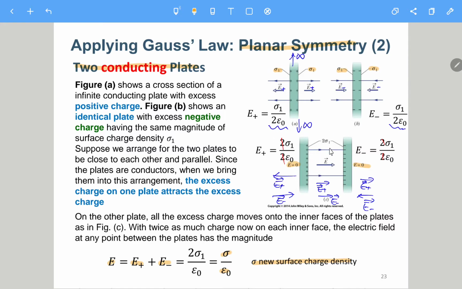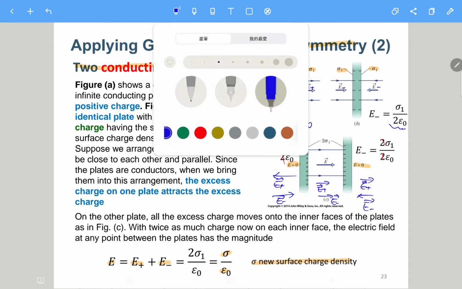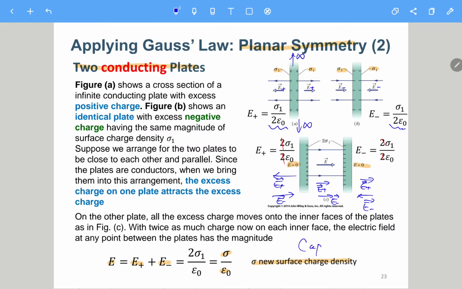Assume the plate is very large, and actually this is the capacitor. And you will learn more in chapter 25. So, any questions?